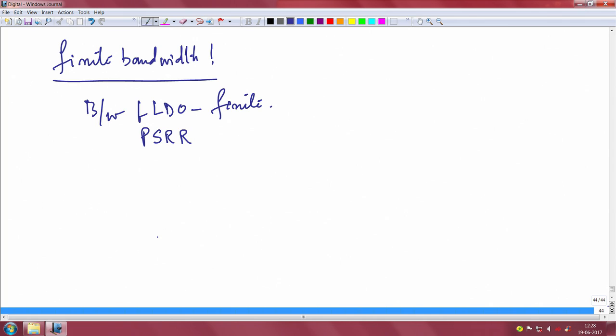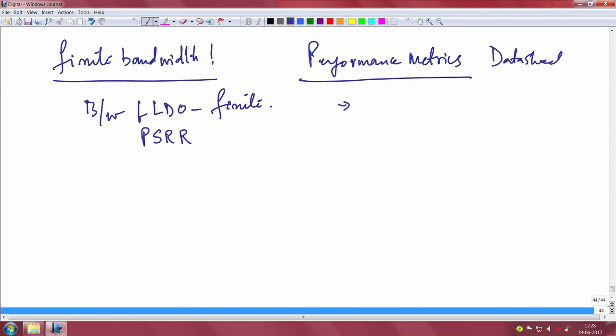So, in summary, the whole system. If you look at the LDO performance metrics, if you start putting down performance metrics for an LDO, again I am driving you in the direction of the data sheet, please note. One important parameter that you will have to see is accuracy.